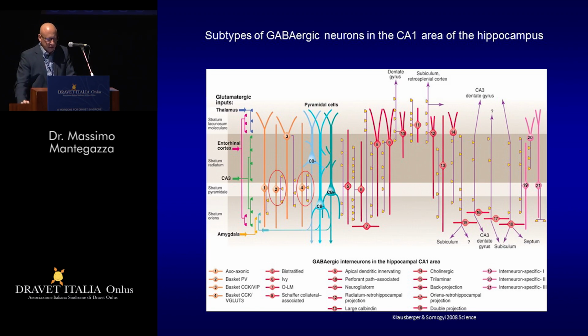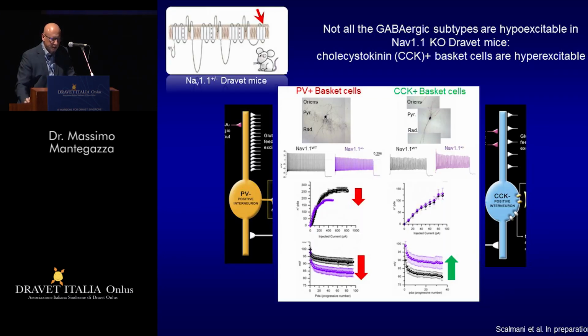We compared these two GABAergic neurons. Number 2 is parvalbumin positive basket cells that have been studied for a long time now, in which you always have hypoexcitability. But we also studied this number 4 here. They are cholecystokinin positive neurons. And we did it in the classic NaV1.1 knockout Dravet mice.